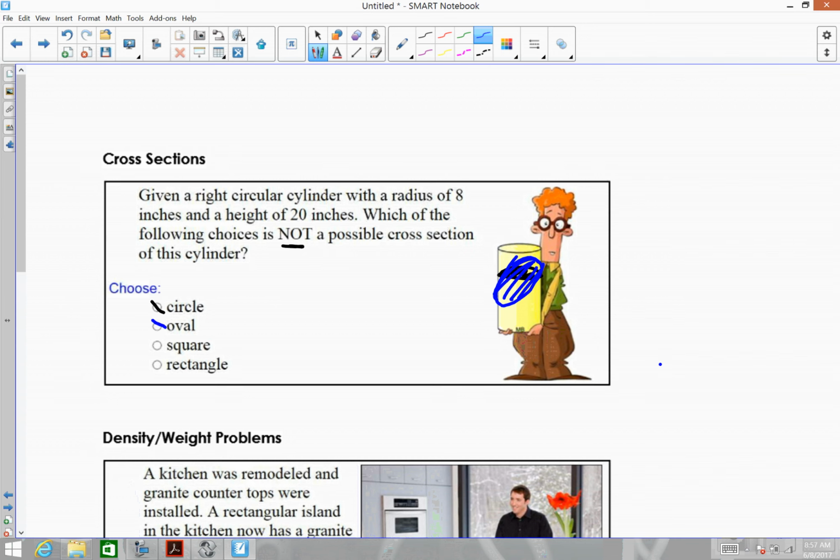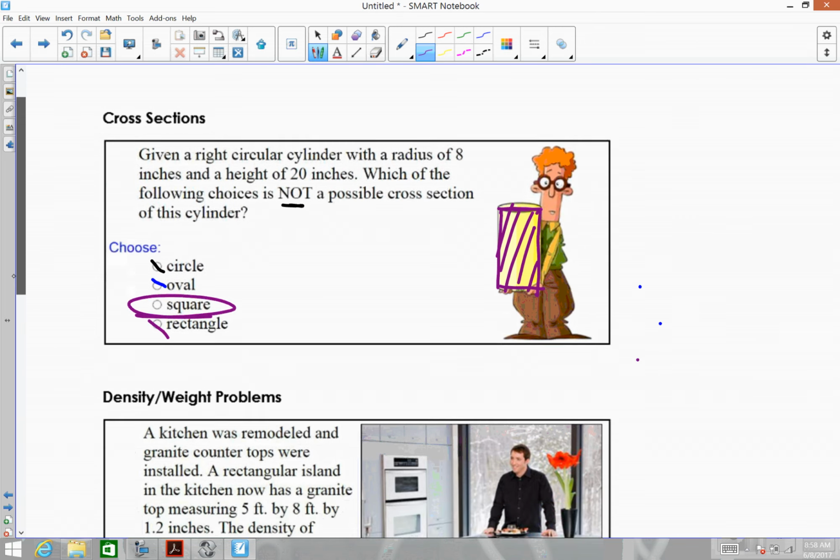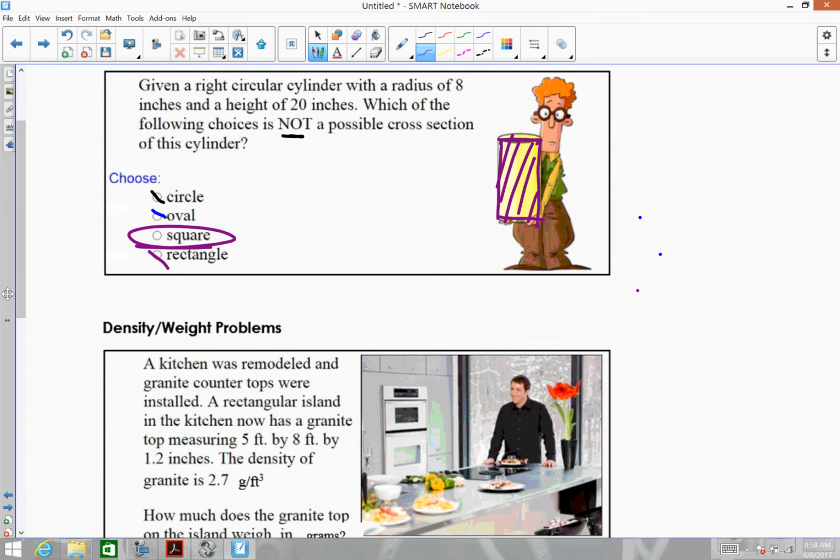So that would work as well because it is curved. A square you won't be able to get because if you want straight edges, that means you're going to have to slice perpendicular to the base. And if you slice perpendicular to the base, it's going to look like this, which is going to be a rectangle. So rectangle works, so square is the one that does not work. So just imagine that was like when we did the Play-Doh and you slice the objects. That's the idea with cross sections. Usually there's a multiple choice question on that as well.